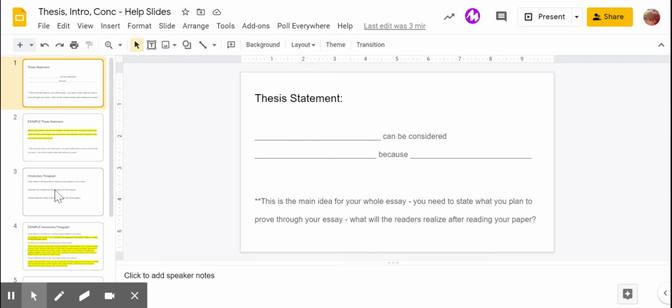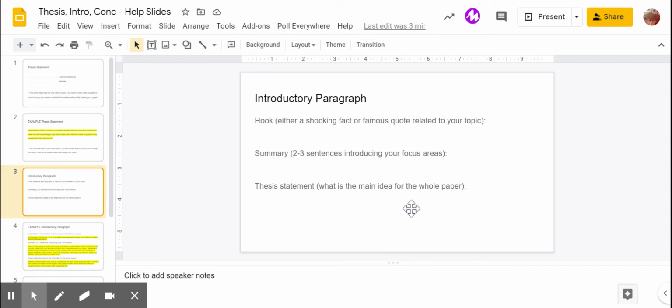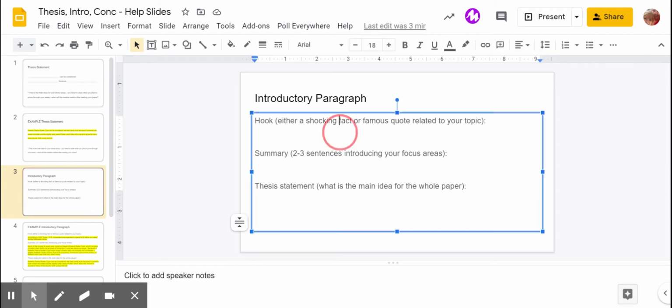After you're done with your thesis statement, you need to do your introductory paragraph. Okay. Your introductory paragraph is going to consist of 3 parts. The last part is your thesis statement. So essentially, you just need to go to your other slide, copy paste it down into here, remove any underlines or whatever. The hook is going to be a shocking fact or famous quote related to your topic.